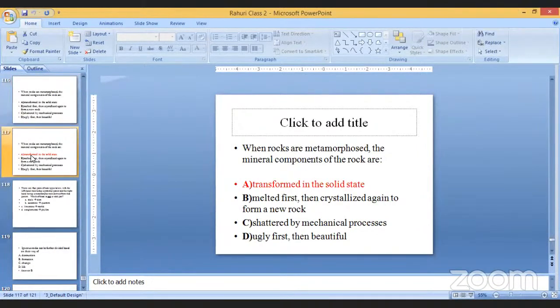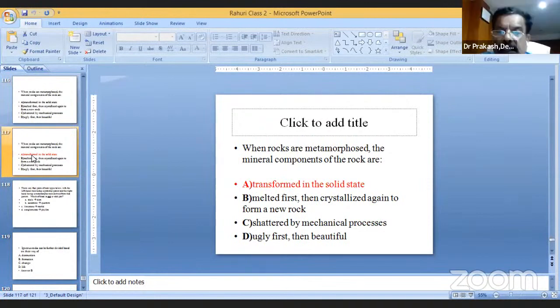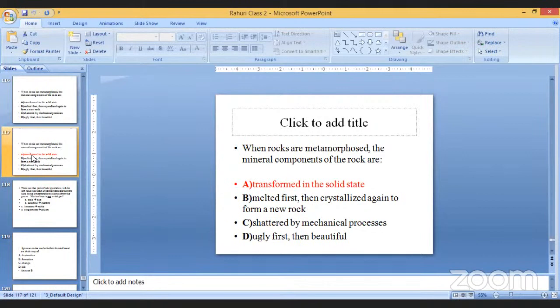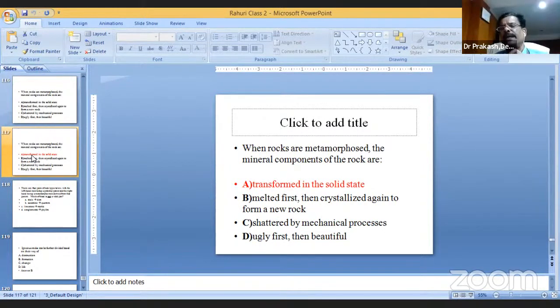Sir, explain please these questions. No, transformed in the solid state. Like a mineral getting baked in a magma solution when there is an intrusion, when there is a contact, right? So if some other elements enter into that, replacing the earlier element, then it is a solid substitution in case of metamorphic rock.